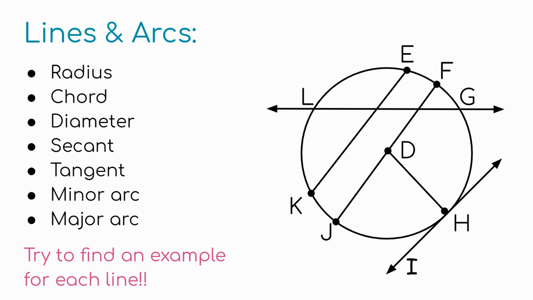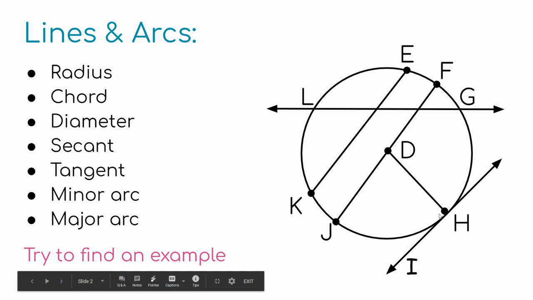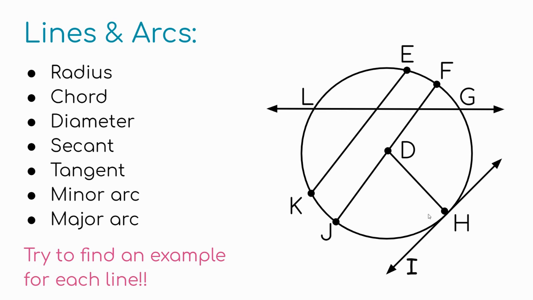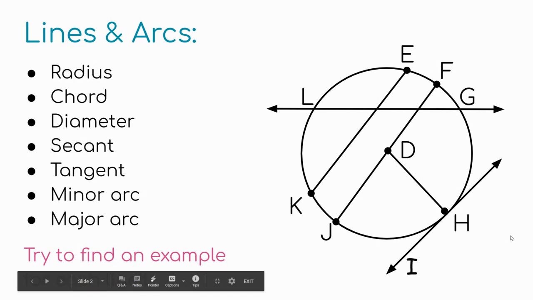Then we talked about lines. So lines have two arrows on the end. A secant crosses the circle two times. So LG is a good example of a secant. It crosses at L and at G. A tangent crosses one time. So line HI is a good example of a tangent and it only crosses at point H. And then one thing we talked about was that tangents are perpendicular to a radius, so HI and DH would form a right angle right here.